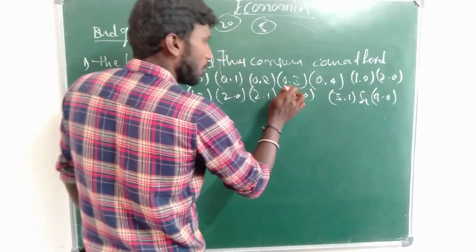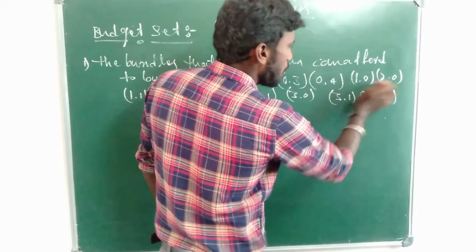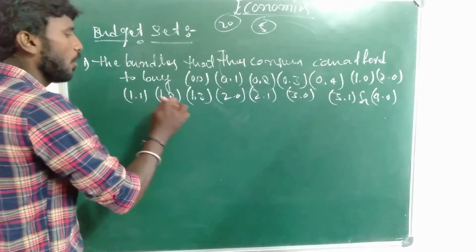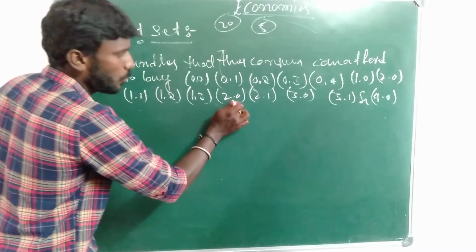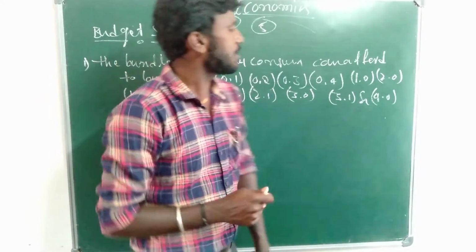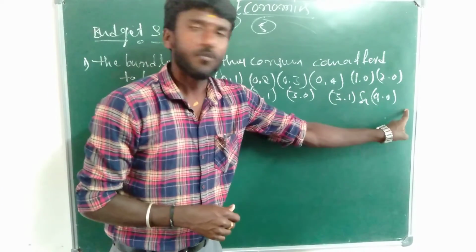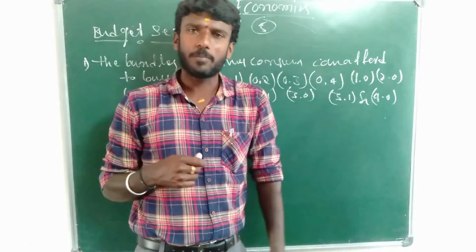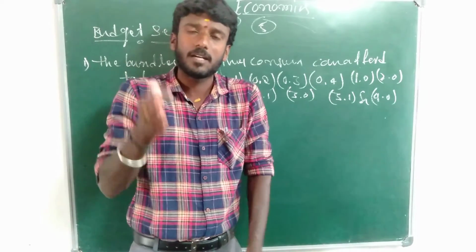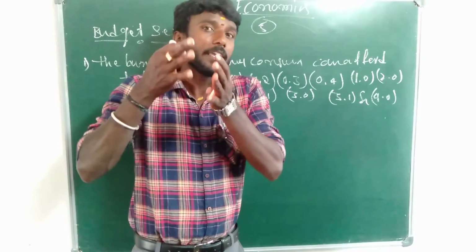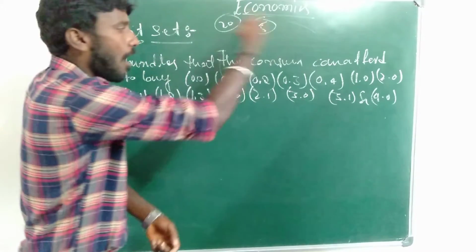Similarly 03, 04, 10, 11, 12, 13, 20 and 21 and 30 and finally 31 and finally 40. See, with the help of the consumer income, the consumer can buy; these are all bundles.